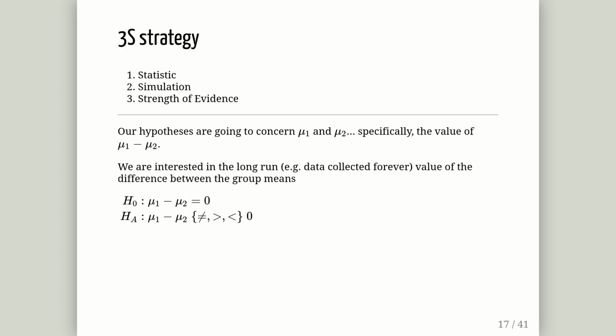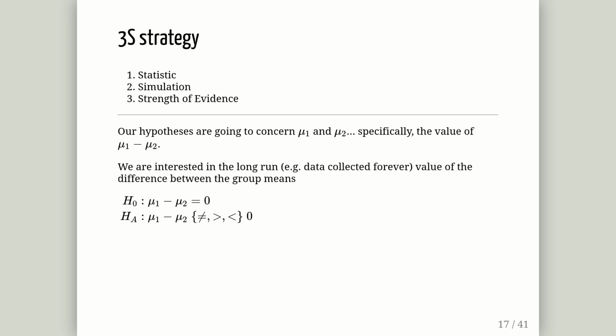This time, our hypotheses are going to concern mu1 and mu2. And just like in Chapter 5, we care about the value of the difference between those two group means. We are interested in the long-run value of the difference between the means of the two groups. So that corresponds to either data collected forever and ever, or the quote-unquote true value of the population difference in the means.